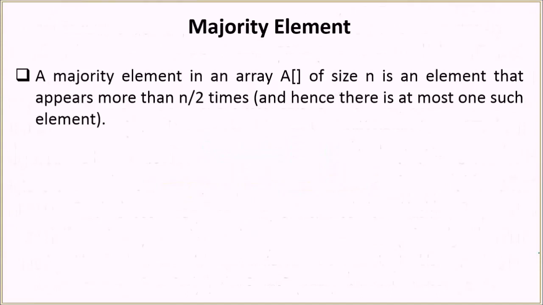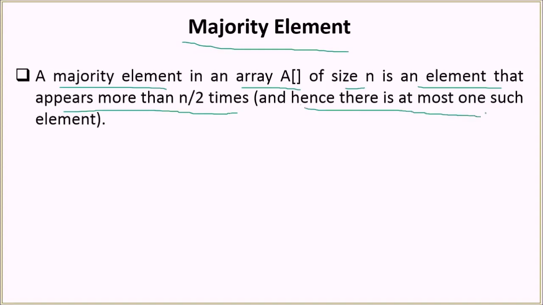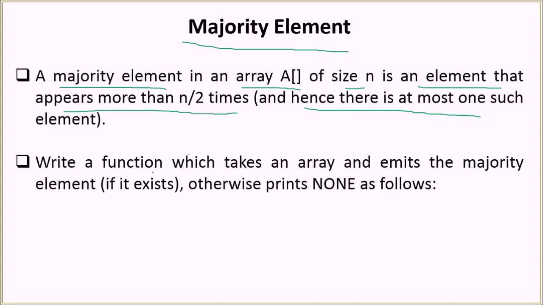The problem which we are going to see today is to find the majority element. In this problem you will be given an array A of size n, and the majority element is basically an element that appears more than n by 2 times, and hence at most there will be only one such element. So we basically have to write a function which emits the majority element, and if there isn't a majority element, then it should basically print none.